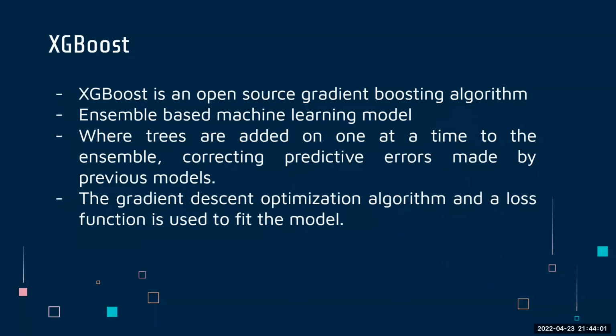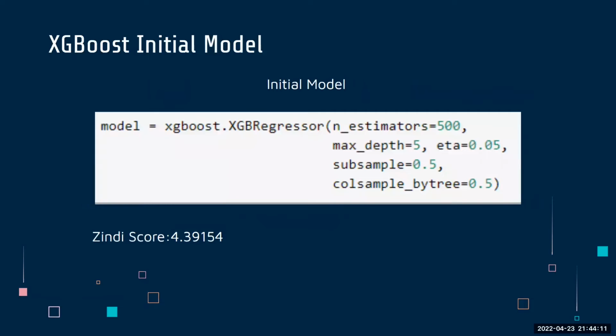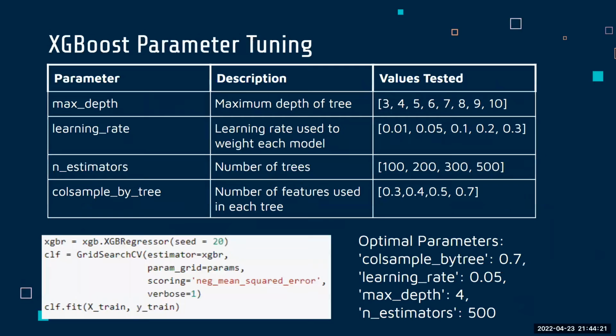XGBoost is an open source gradient boosting algorithm, which corrects predictive errors made by previous models. The gradient descent optimization algorithm and a loss function is also used to fit the model. The algorithm that we used was from the scikit-learn API. Initial testing of the model with these parameters gave poor results, with a Zindi score of 4.39. Grid search CV was then used to find the optimal parameters. It was set to 5-fold cross-validation, and mean squared error was used to find the optimal parameters, which are listed here.